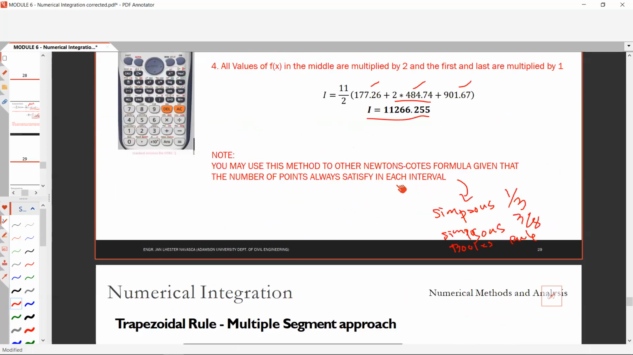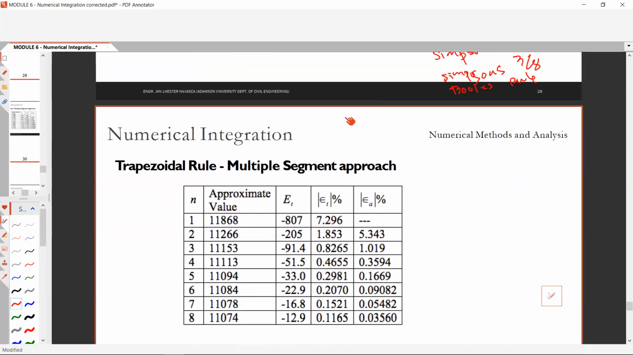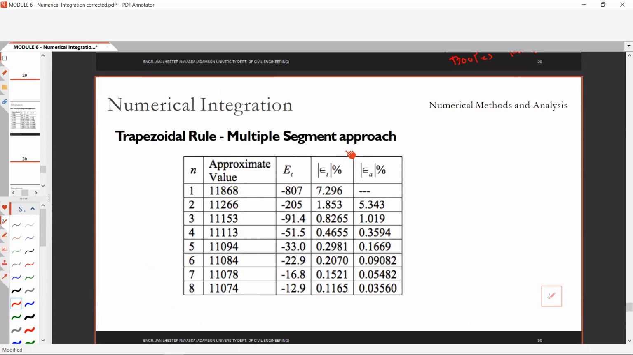Yes po. Okay. So, if we increase the segment approach, okay, increase natin for n equals to 2, n equals to 3, n equals to 4, n equals to 5, n equals to 6, n equals to 7, and n equals to 8. So try natin tong n equals to 8, if we will arrive to the same answer.